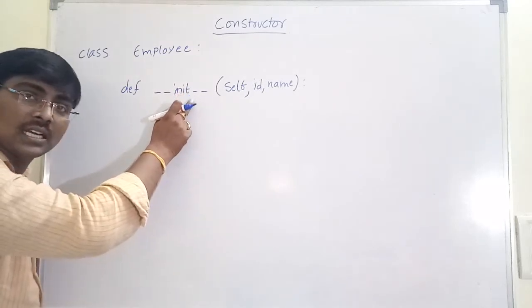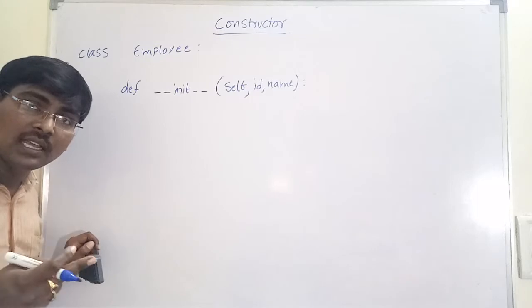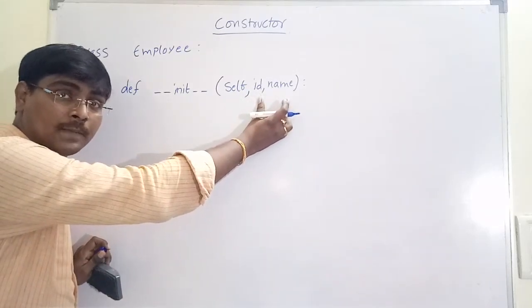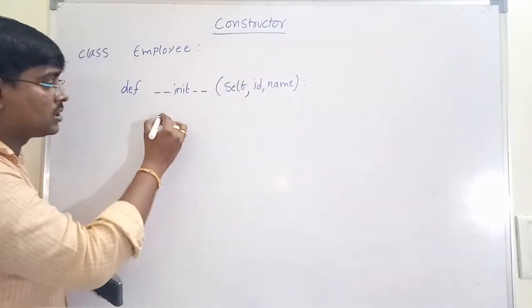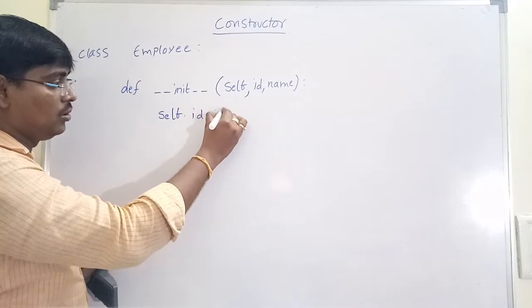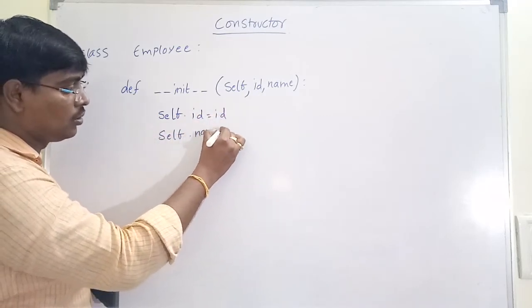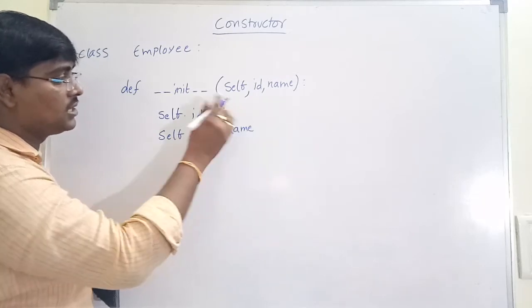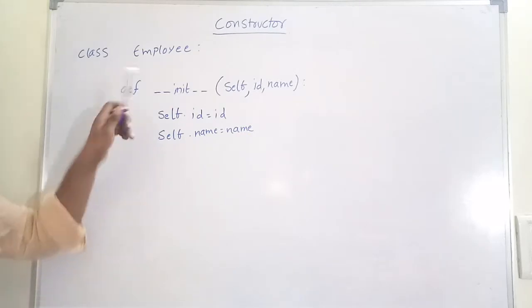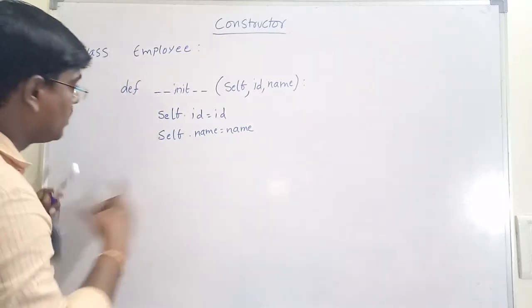By using the constructor we are initializing the instance variables. These are the instance variables: self.id is equal to id, self.name is equal to name. I am initializing the instance variables by using the constructor. By default, the constructor name is always __init__.